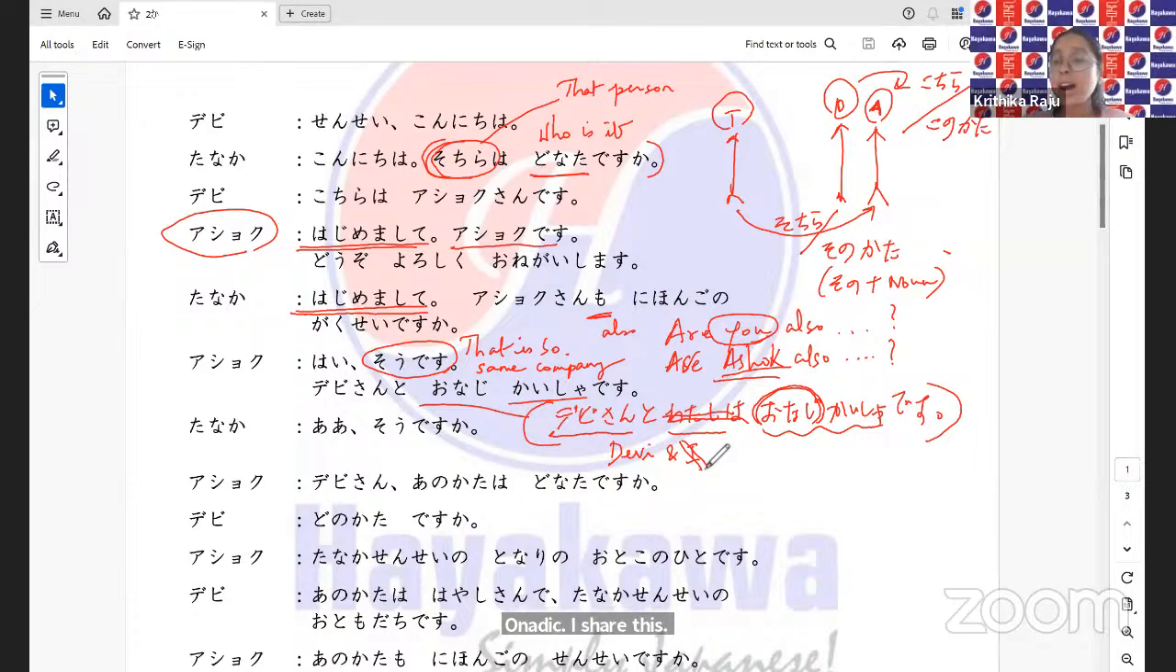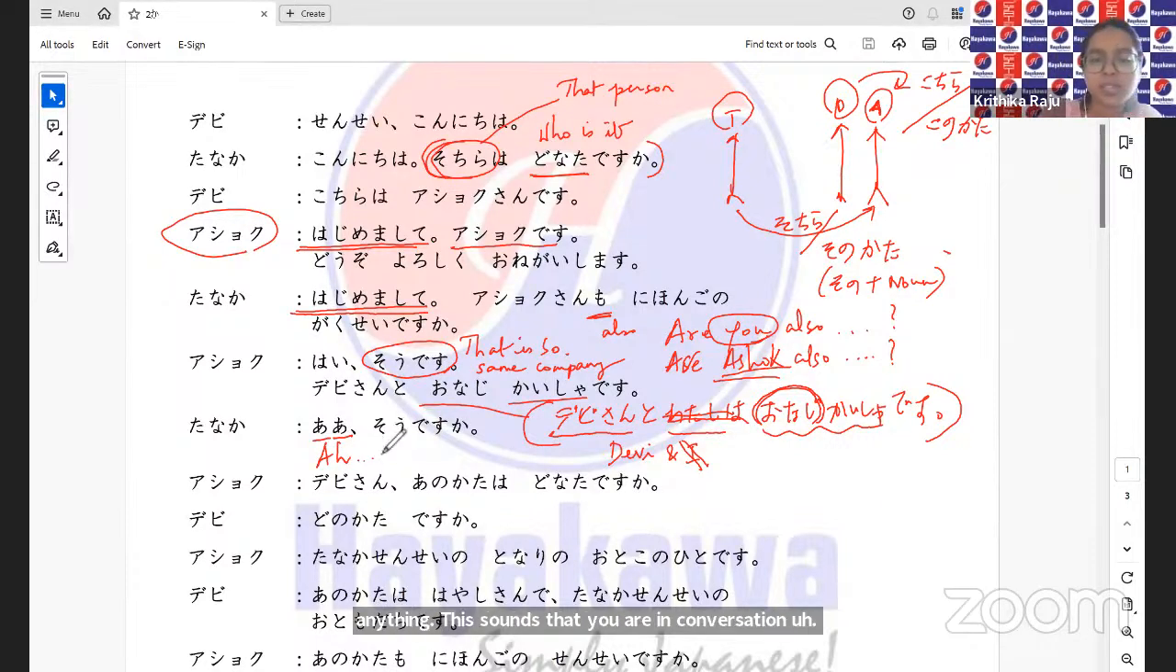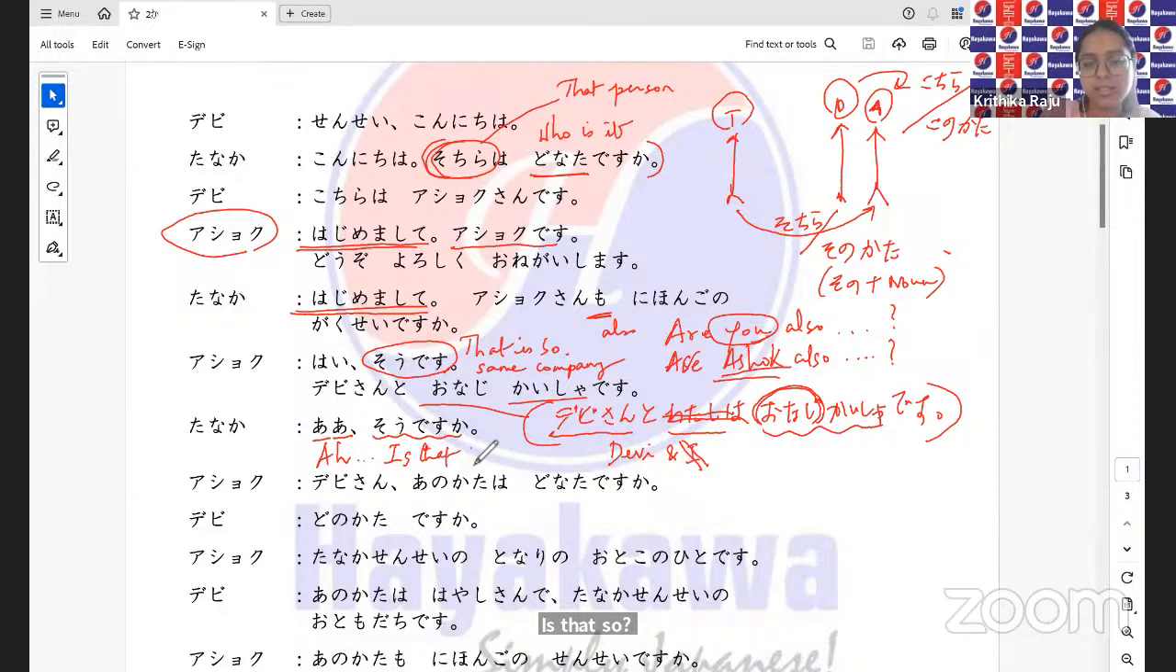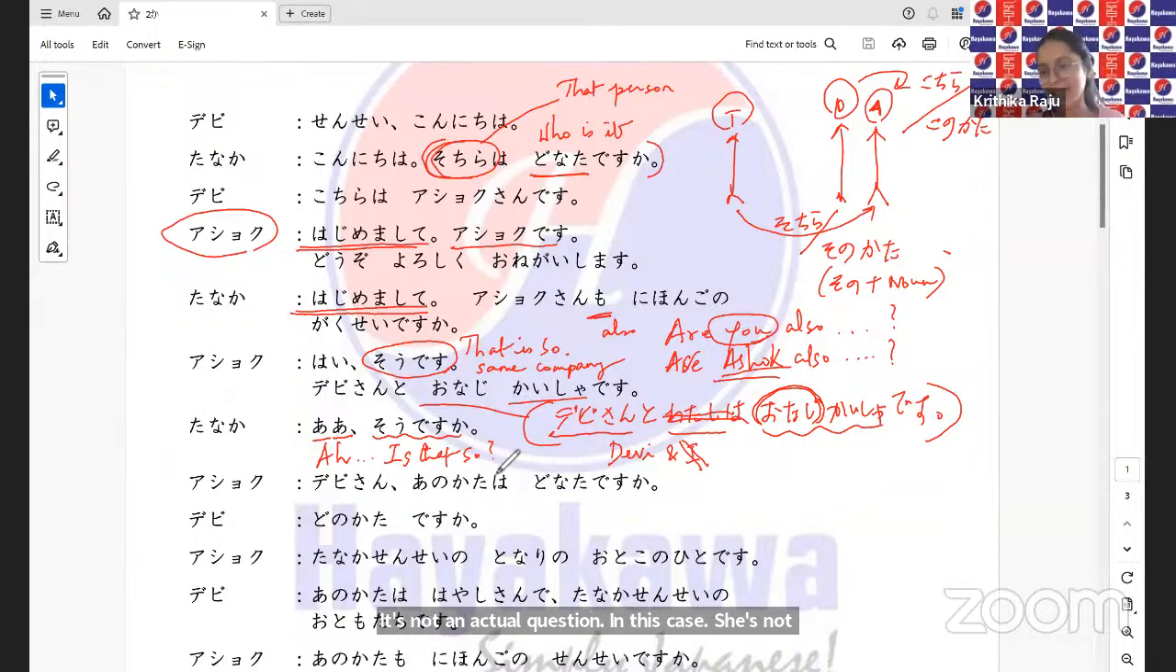So Tanaka says an exclamation. We also do a lot of this. It doesn't mean anything. They're just sounds that you utter in conversation. So desu ka. What is the meaning of so desu ka? Is it so? Is that so? It's not an actual question in this case. She's not expecting a response. It's just an exclamation. Oh, is that so? I see. Like that.